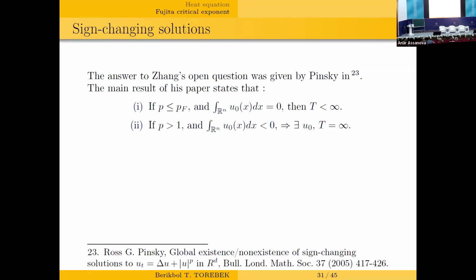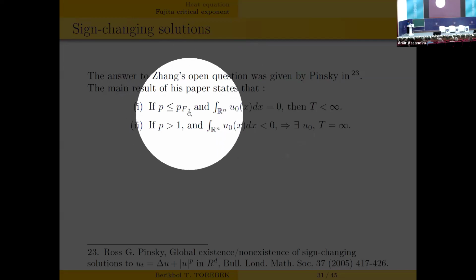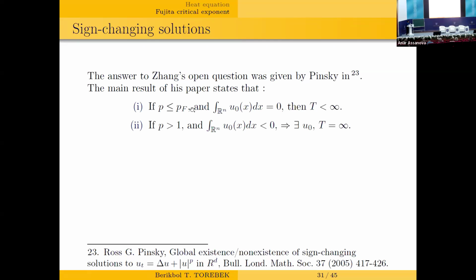And he proves that if the integral of u0 equals 0, and if p satisfies this inequality, then there is no global in time solution of the semilinear heat equation. And if the integral of u0 is strictly negative, then for any p, there is a global solution. There exists some initial data such that the solution can exist globally. And okay, let us try to prove this statement, the first result by Pinsky, and also the first results by Ki-chan.